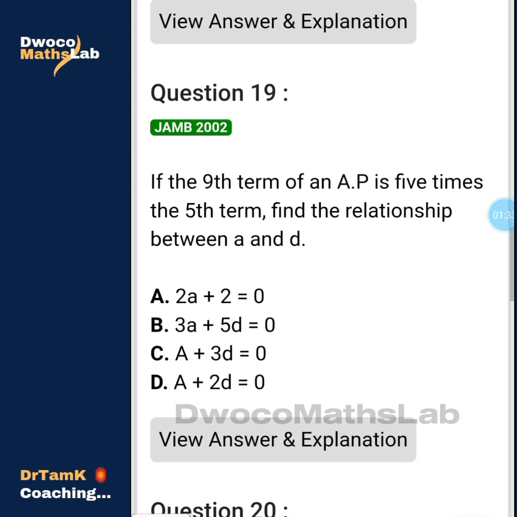Now you can also add this to it. If the ninth term of an AP is 5 times the fifth term, find the relationship between A and D. If the ninth term of an AP is 5 times the fifth term, find the relationship between what? A and D. Also take this as homework, right? So you have 4 questions for you to try, and then we're going to take it off from there tomorrow. Is that okay? God bless you.